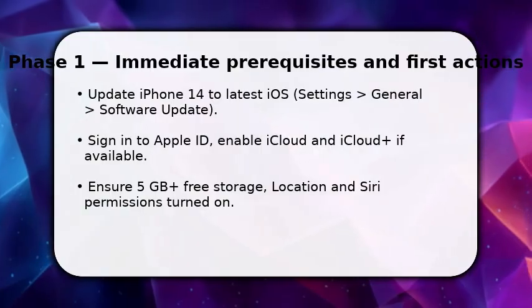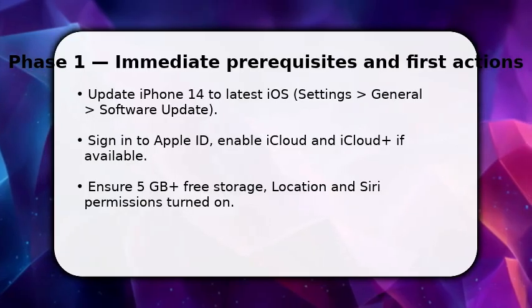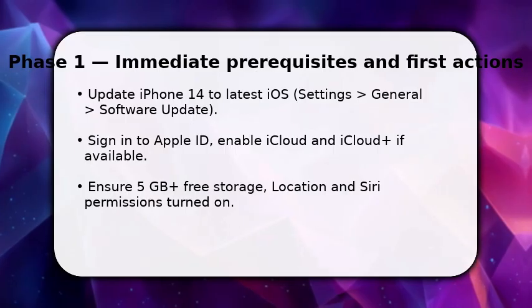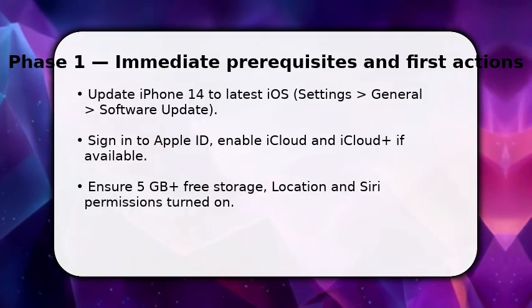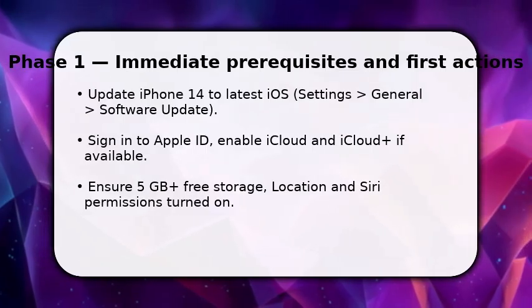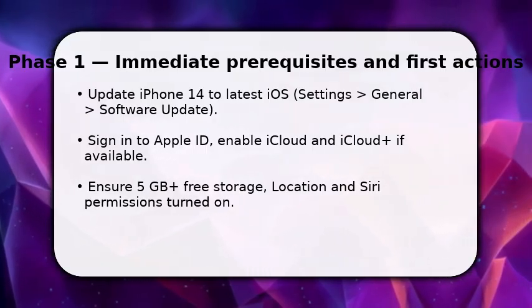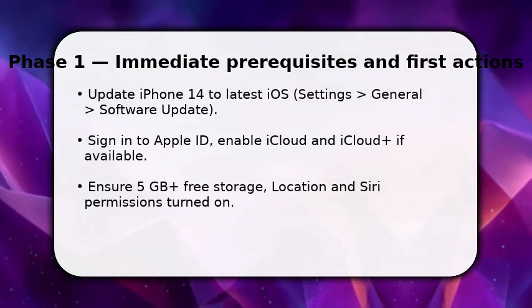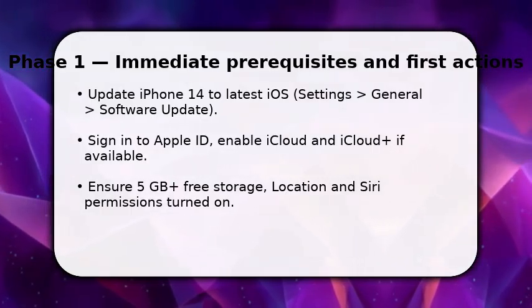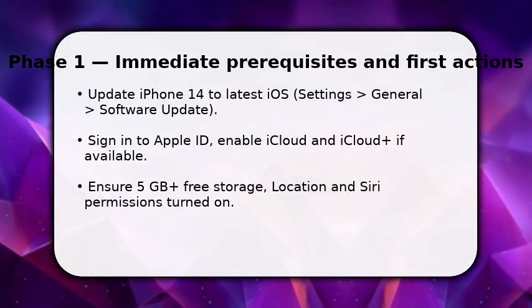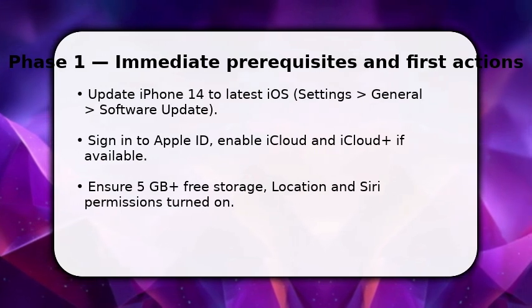You begin by getting essentials out of the way so the intelligence can run. Update iPhone 14 to the latest iOS now. Once done, sign in with your Apple ID and make sure iCloud syncing and any iCloud Plus features you need are active. This lets models use your data securely. Make sure Siri, location, and microphone permissions are granted, and free up at least 5 GB so processing and local caches can be created. Now open Settings to enable Apple Intelligence.